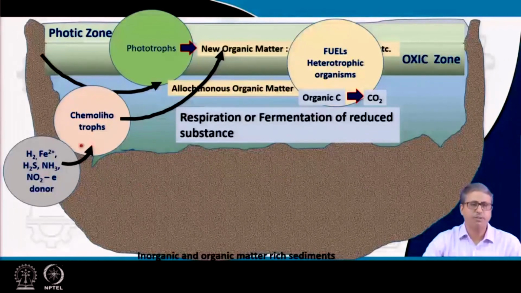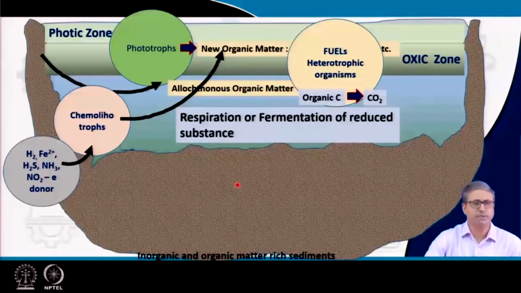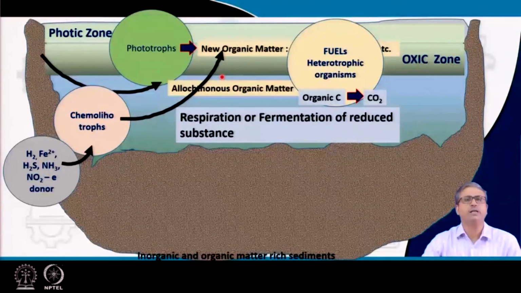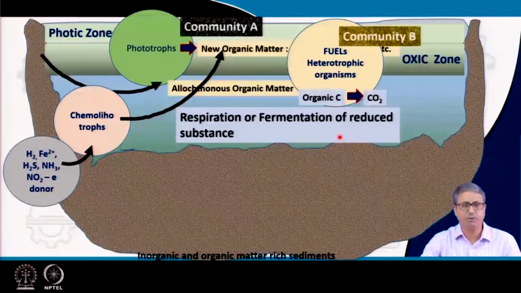Hydrogen might be available because many of the fermentative reactions produce hydrogen. Fe sulfides, ammonia, nitrite, these are naturally available because of the products of microbial activities, or often they are also present in the sediment, or they may enter into the system from external sources. So, essentially chemolithoautotrophic microorganisms are also contributing to the new organic matter. The organic matter present in the system is going to be oxidized by these heterotrophic organisms, leading to the formation of carbon dioxide or some fermentative products.